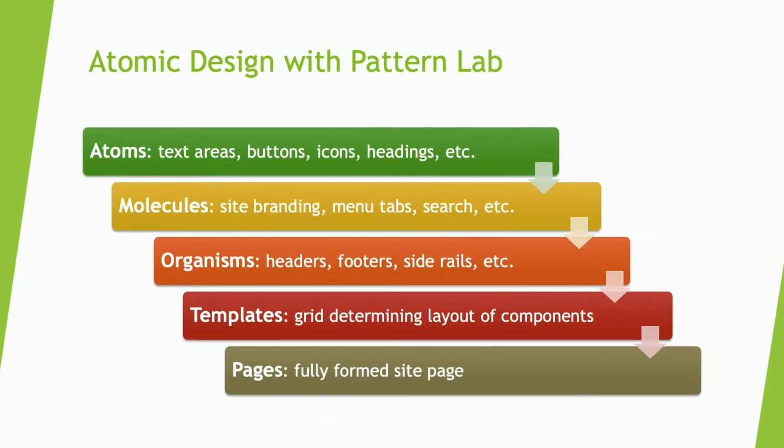Once we decided we're going to do our project with Pattern Lab, we looked into our whole NIAD website and decided on atoms, which are things like text areas, buttons, icons, and headings. Molecules are examples like site branding, menu tabs, search, etc. And then organisms are the header, footer, side rails, and so on. And then templates, a grid determining the layout of the components, and pages are the fully formed pages.